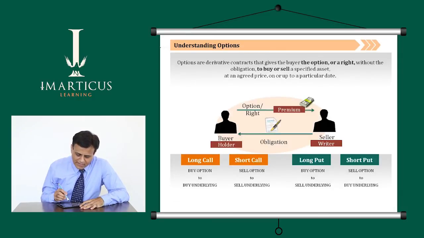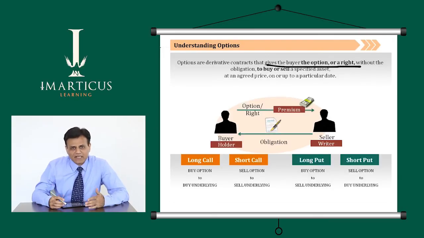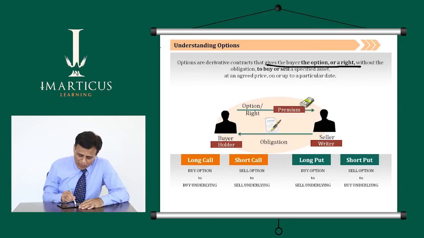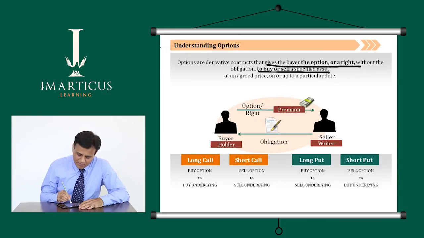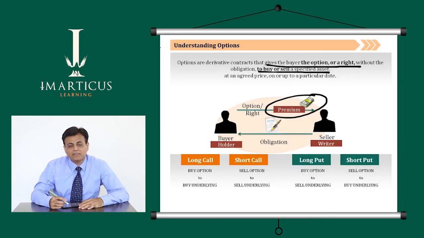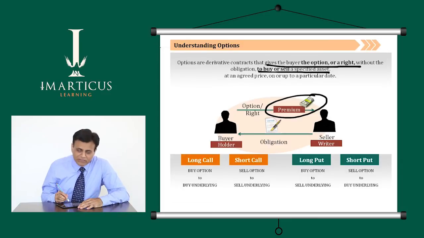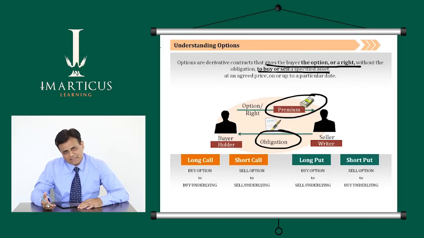What we are saying is that options give the buyer an option or a right to either buy or sell a specified asset. For this, the buyer of the option pays an additional amount called the premium. Please note, the premium is an additional amount over and above the price of the asset. It is not a part payment or an advance payment towards the price of the asset. The seller, on the other hand, has the obligation to buy or sell the asset.